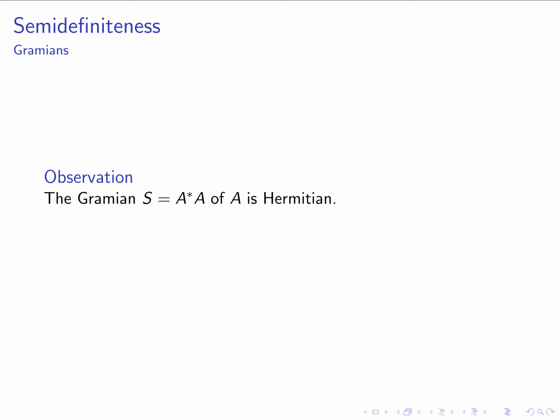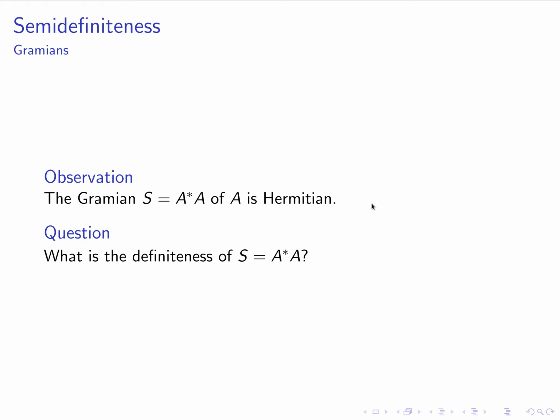Remember that one of the heroes of the course is the Gramian of any matrix. So if we start with any matrix A, that matrix might not be Hermitian. In fact, it might not even be square. However, when we look at its Gramian, which is often the most important ingredient in a problem we're trying to solve involving that matrix, we always get a Hermitian matrix. So the Gramian of any matrix must have a certain definiteness because it is a Hermitian matrix.